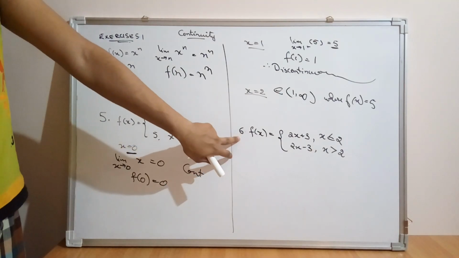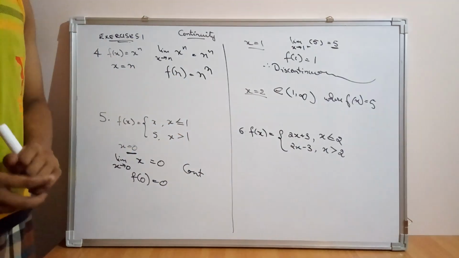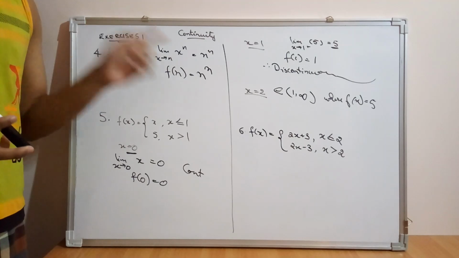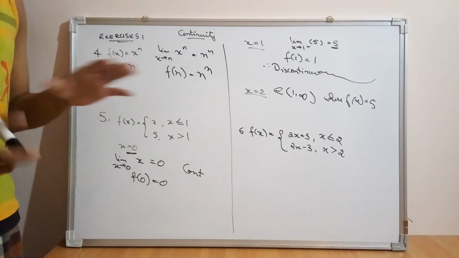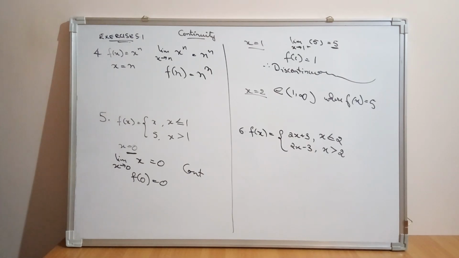Next we'll think about this sixth question, f of x. f of x is equal to 2x plus 3 when x is less than or equal to 2, and 2x minus 3 when x is greater than 2. The question is to find all the points of discontinuity of f.